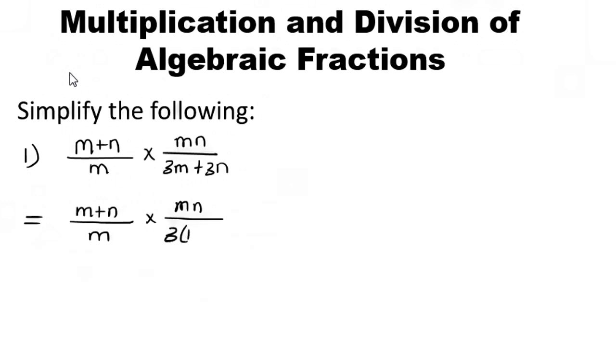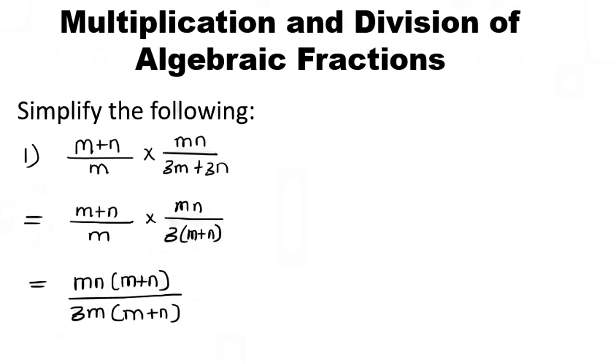This will be 3 out and (m plus n). Now let's go ahead and multiply. So this will give us n into bracket (m plus n), all this divided by 3m into bracket (m plus n). Now by observation, m plus n is gone, we can eliminate that. And moving on, we are going to have m plus n all divided by 3m.